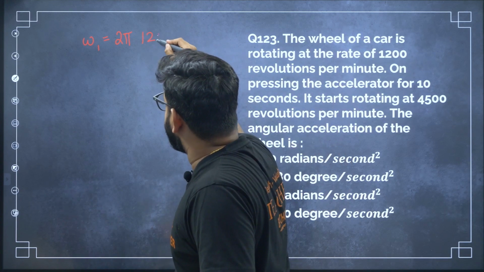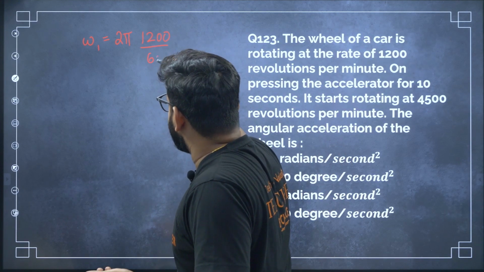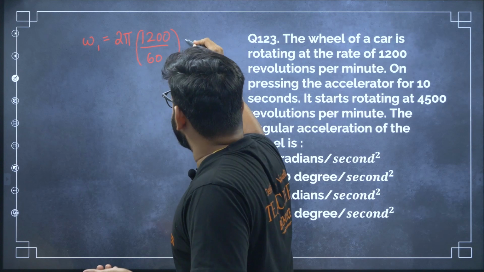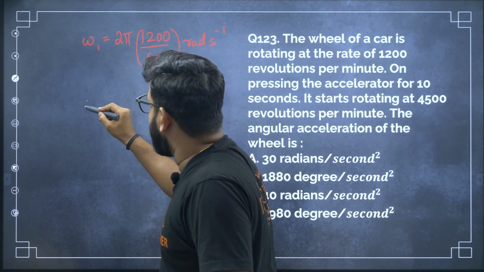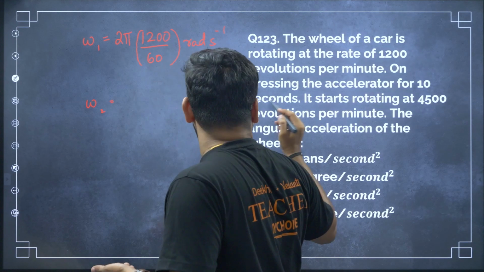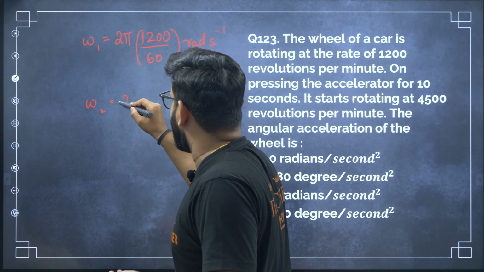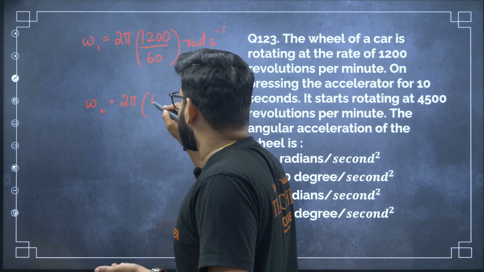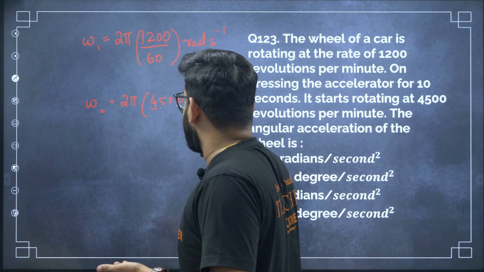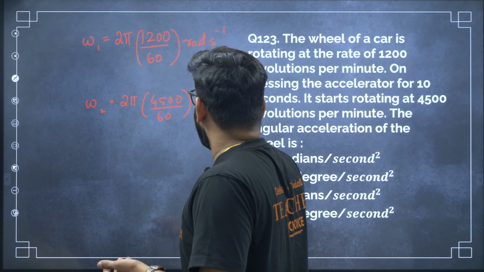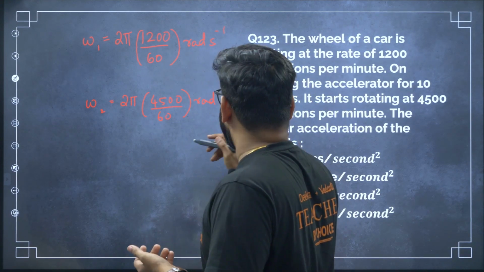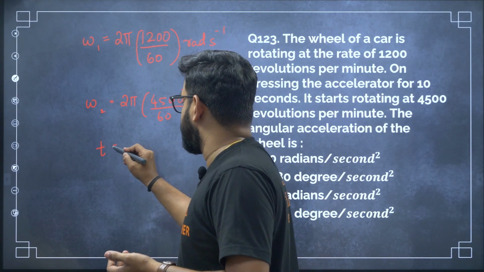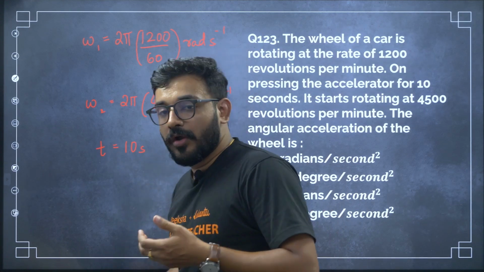So per second it is 1200 by 60. Okay, so this is radian per second. And similarly we can have the second. Now after accelerating, it becomes 4500. So here also we can apply the same thing. All right, radian per second, and ultimately the time taken is 10 seconds. What is the angular acceleration?